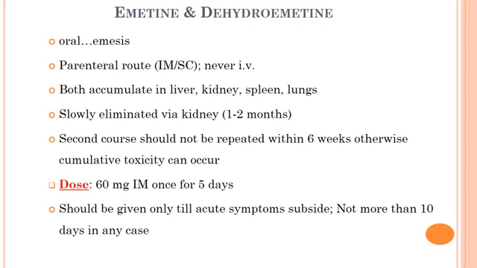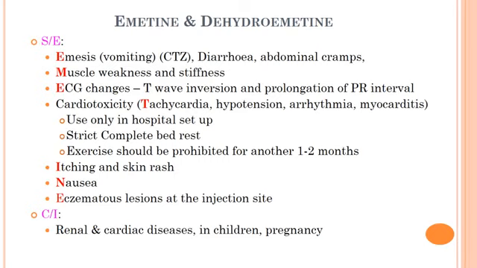Dose: 60 mg intramuscular once daily for 5 days. Should be given only till acute symptoms subside, not more than 10 days in any case. Side effects of emetine and dehydroemetine: most commonly produce vomiting, diarrhea, abdominal cramps, muscle weakness, stiffness, ECG changes like T wave inversion and prolongation of PR interval, cardiotoxicity in the form of tachycardia, hypotension, arrhythmia, and myocarditis.